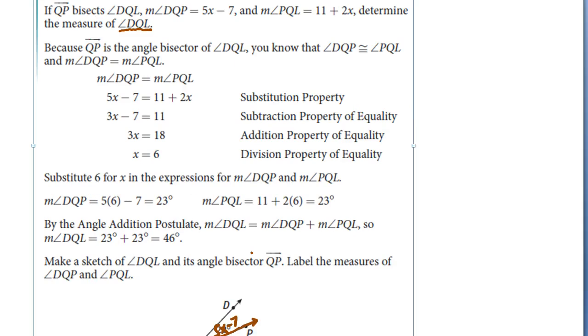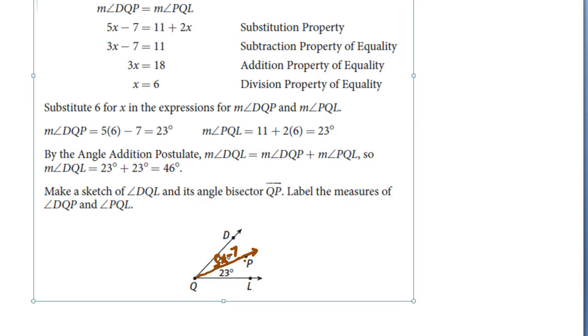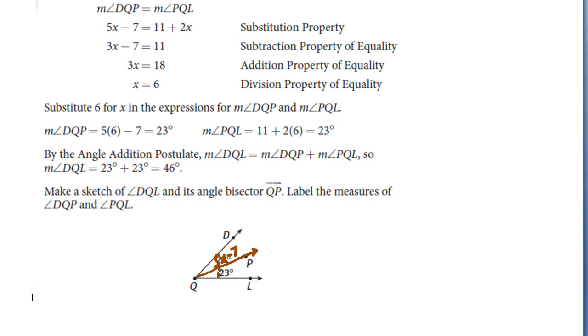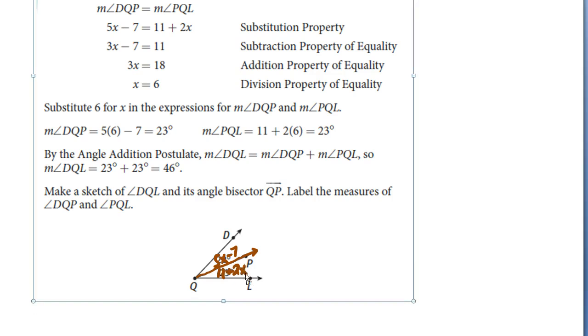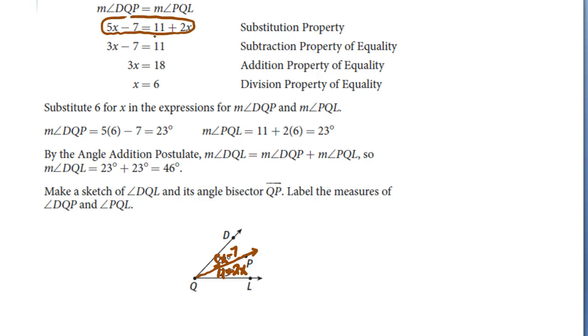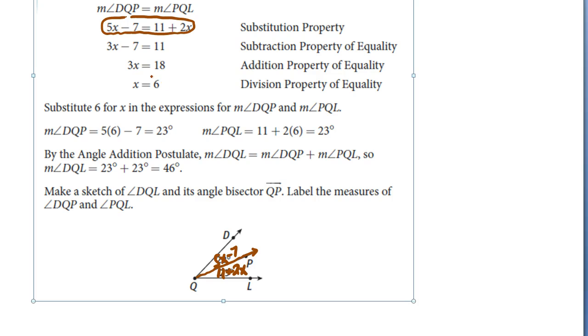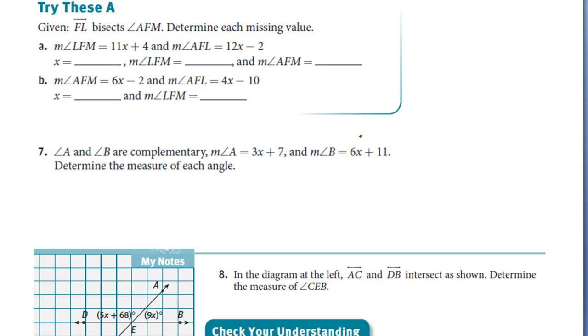And we're told that angle PQL is 11 plus 2x. So down here in the drawing, PQL is 11 plus 2x. What's the relationship between these expressions? Because this runs right through the middle, it's a bisector, these are equal to each other. And that's where this equation right here comes from. And then this can be solved using the normal algebra steps to come up with an answer for x. Next, we have some try these questions, so I'll pause the video for you to work on these.